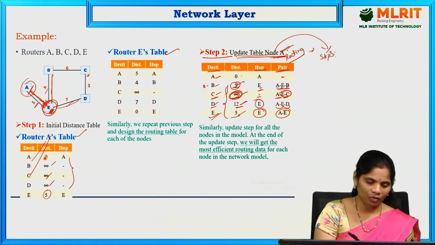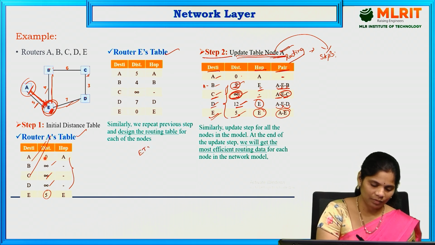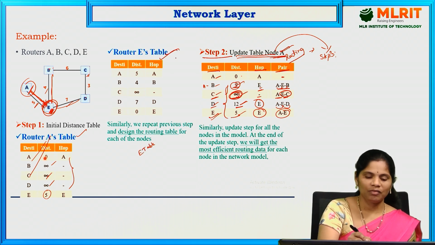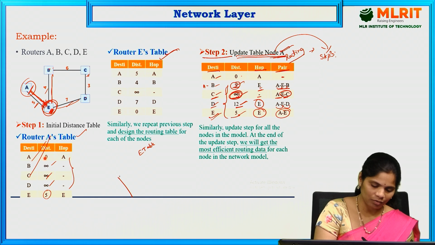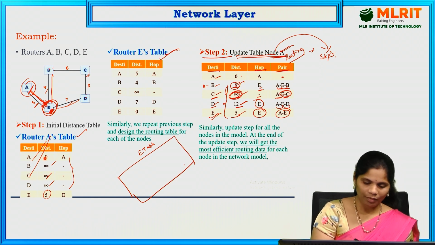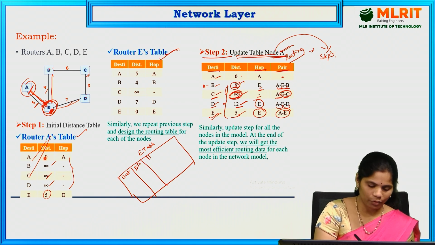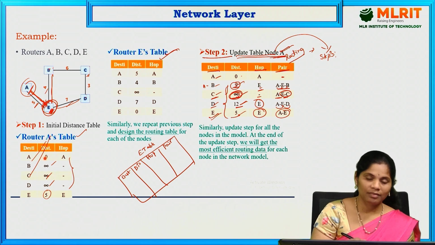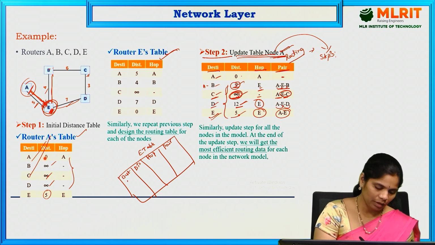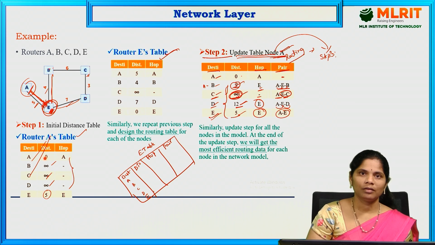So if we find the E table, here also we wrote E, right? What are the changes we have to make? See, here the destination is there, here the distance is there, and the next is the hop, and the next pair is there. This is step 2. So E to A we have to find, E to B, E to C, E to D, E to E, we have to find. That is the case.